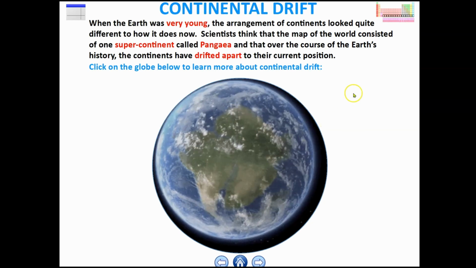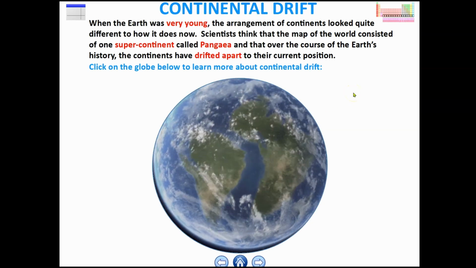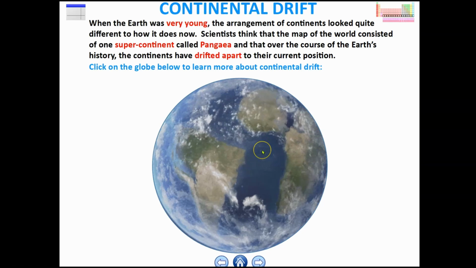So continental drift looks a little bit like this.